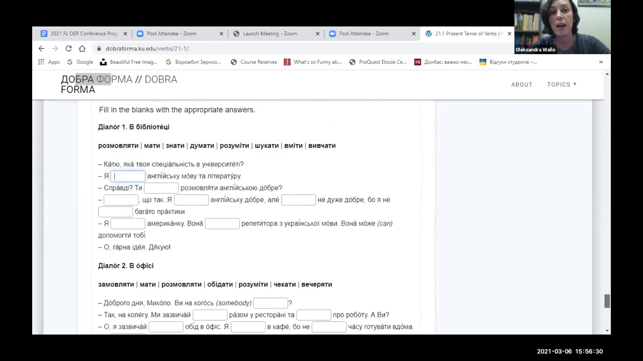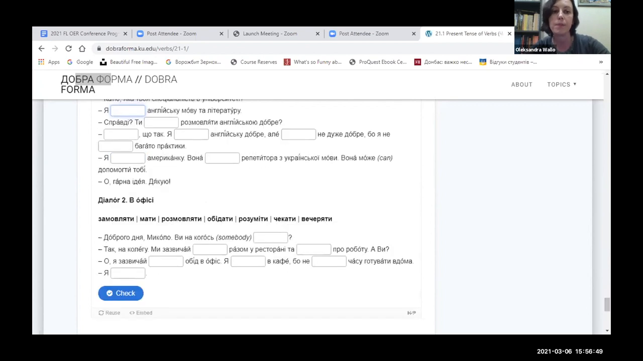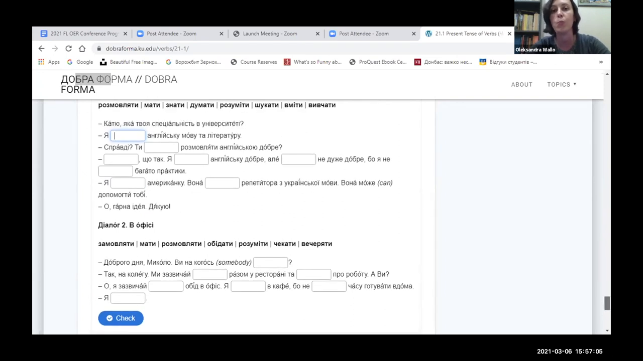Now, at this point, the website does not have the capability to register how each student completes this work. But what I do with my students is I ask them to complete the module, then complete the test, hit on this check button, and make sure that they have gotten everything right. And if they haven't, to go back and self-correct, and make sure they complete the test with 100% correct answers. Then they take a screenshot and they email me the screenshot to prove that they have completed this module, let's say for homework.